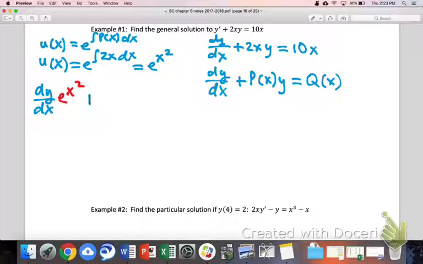Plus... oh, I keep picking the wrong color. I've got to have the same color. There we go. Plus, there we go. I've got 2xy e to the x squared.